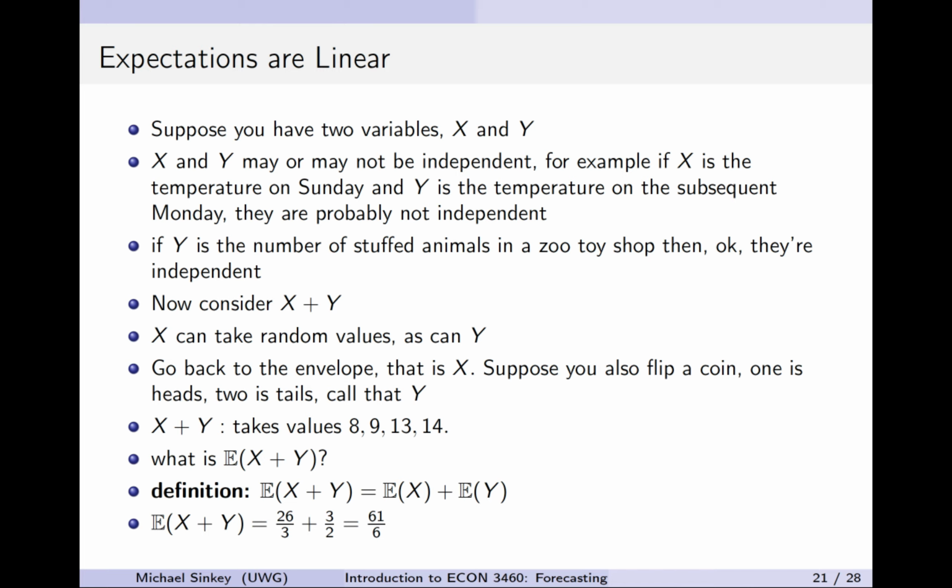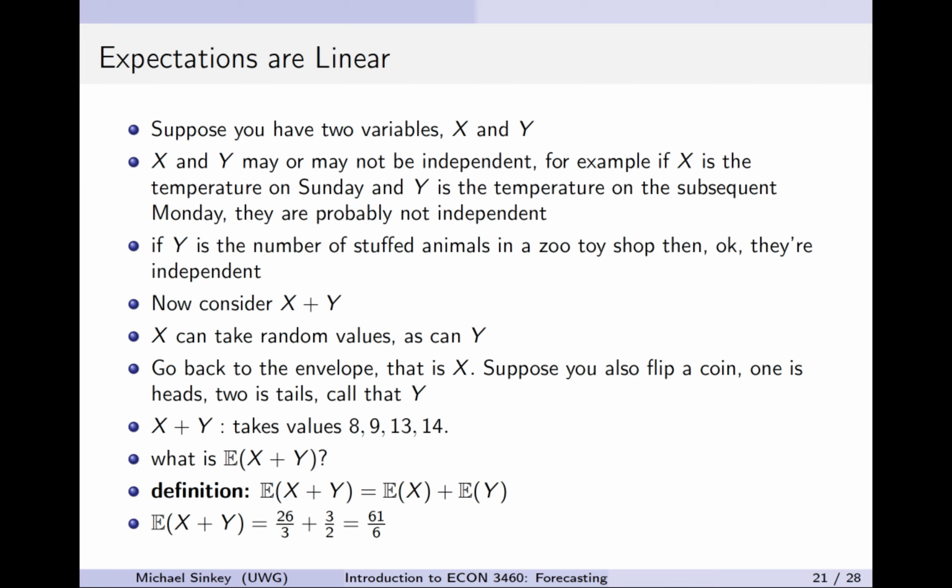And let's suppose that x can take random variable values, as can y. So let's go back to the envelope, keep it as x. 2/3 of the time you get 7, 1/3 of the time you get 12. Now suppose you flip a coin, and 1 is heads and 2 is tails. So half the time you get a 1 and half the time you get 2. Let's call that coin y. So we have an envelope where 2 of the slips are 7, 1 of the slips is 12, and a coin where heads is 1, tails is 2.